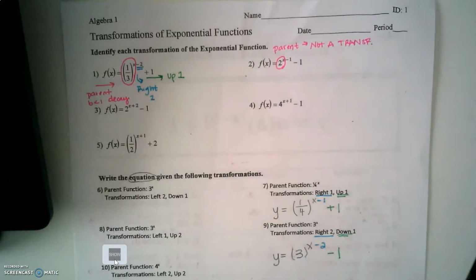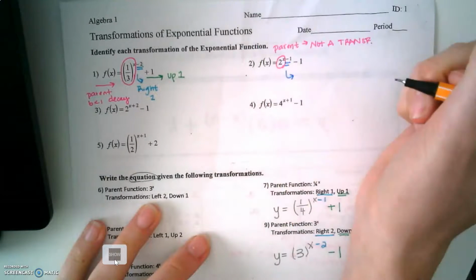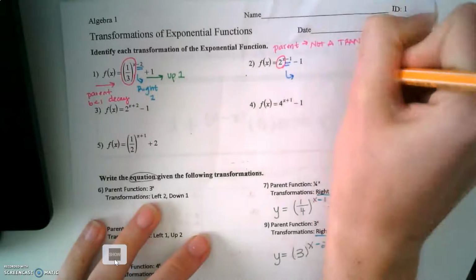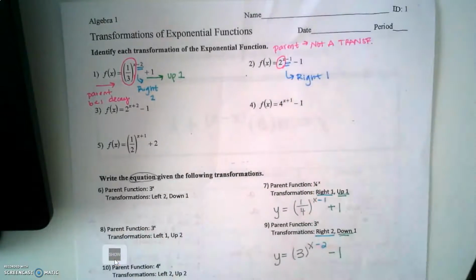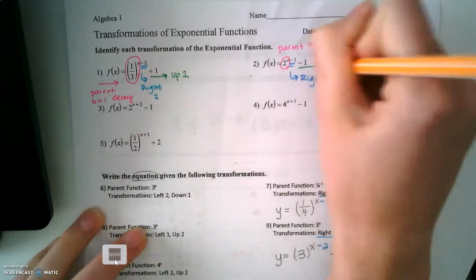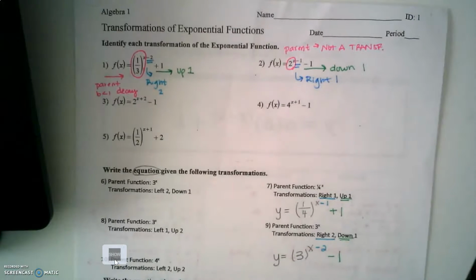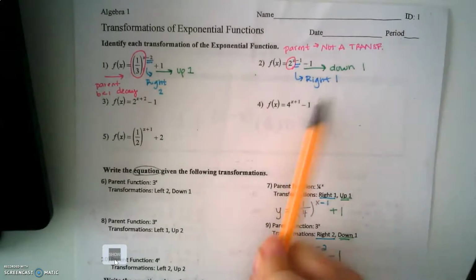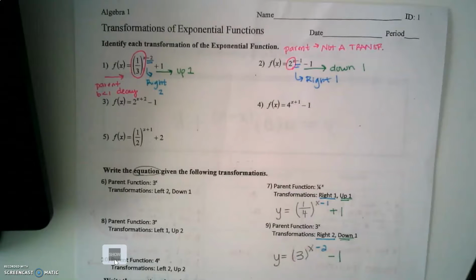What else am I looking at? This is a transformation of right 1. And we have another transformation, down 1. So for question number 2, you should have only said right 1 and down 1. 2 to the x is not a transformation.